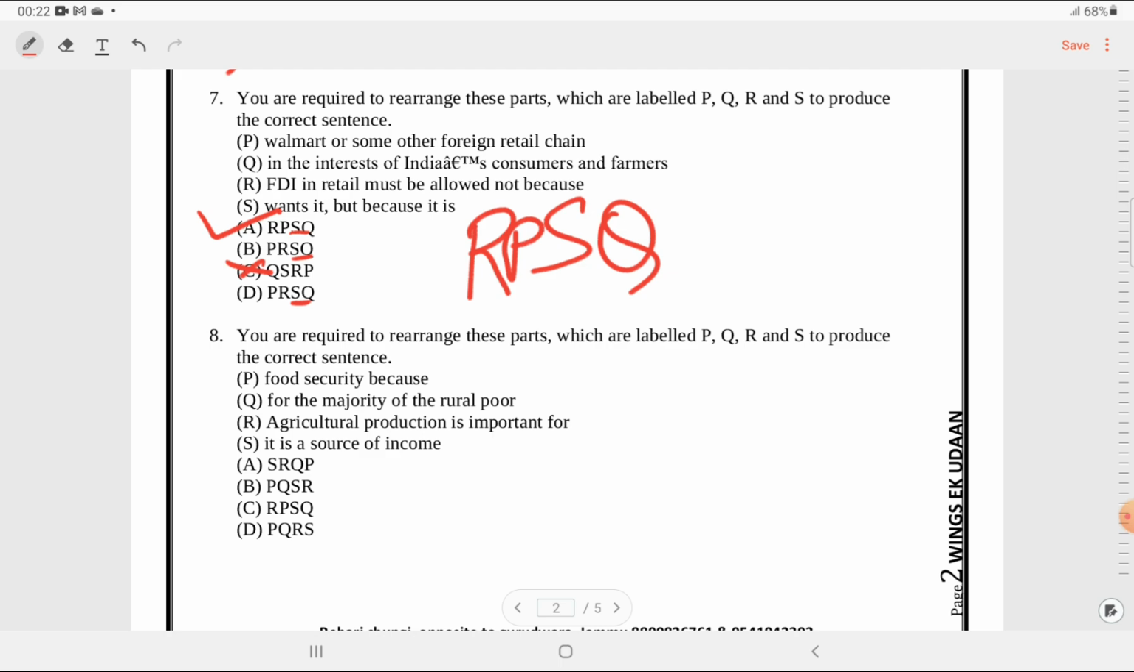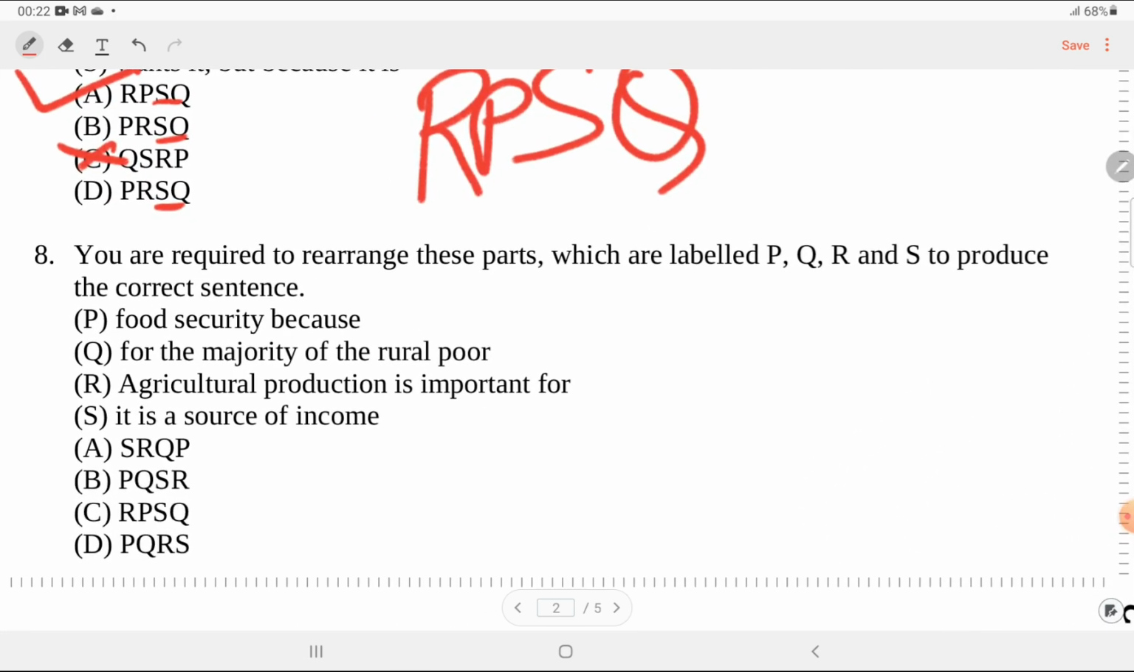Now 8th. Food security because for the majority of the rural poor, agricultural production is important. Now agricultural production is important. I got my first sentence. Important for food security. That means R के बाद आना चाहिए P. Now look for the sequence. R and P together. R and P.